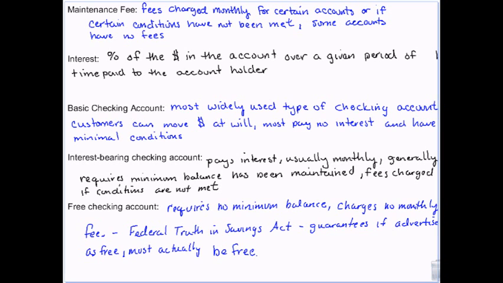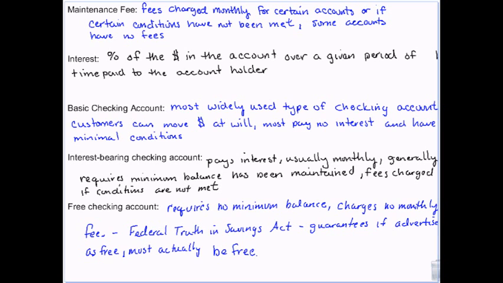Then you have your interest-bearing checking accounts, and there are different types of those as well. They pay interest. Usually they pay it monthly, and it usually requires that a minimum balance has been maintained. If you fall below that minimum balance even for one day during the month, generally that forfeits your interest. Again, per bank policy. So different banks have different policies. You have to read the information from your own individual bank.